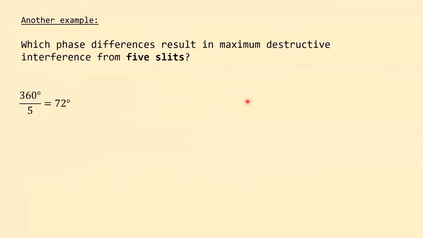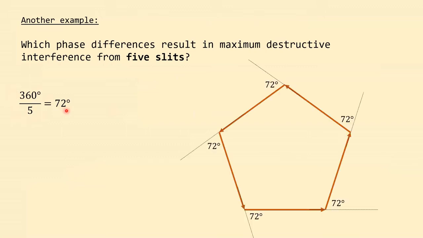So maybe that works for 5 slits. Let's take 360 degrees divided by 5, which is 72. Let's try phase shifting each phasor by 72 from the previous one. So here's the phasor representing the arriving wave from slit 1. And let's suppose that the arriving wave from slit 2 is out of phase from the wave from slit 1 by 72 degrees. And then the same thing for wave 3, etc. And yes, you can see why all 5 waves together produce total destructive interference.